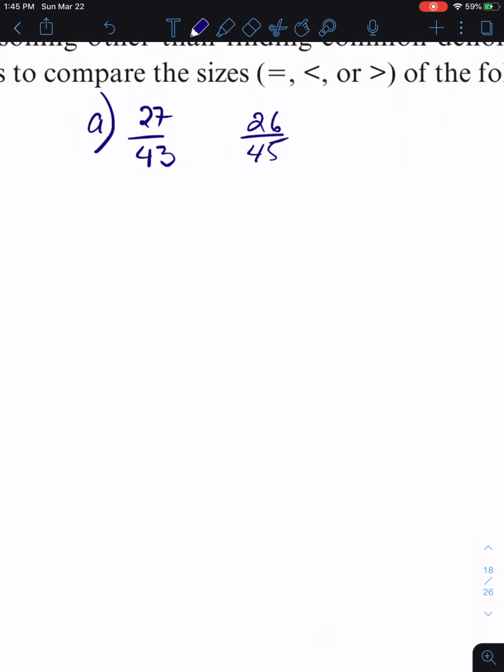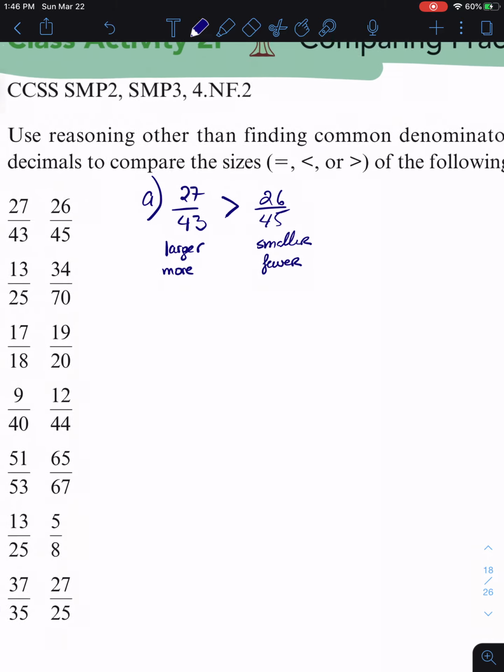So A, which one is smaller and which one is bigger? Which pieces are smaller and which pieces are bigger? Well, if we're looking at 43rds and 45ths, the 43rds, you need fewer of them to fill the whole. So these are going to be larger pieces. These are going to be smaller pieces. And we have 27 of the larger pieces and 26 of the smaller pieces. So we have more larger and fewer smaller. So would you like to have more larger pieces or fewer smaller pieces? So in this case, we know that we would really want more larger pieces.